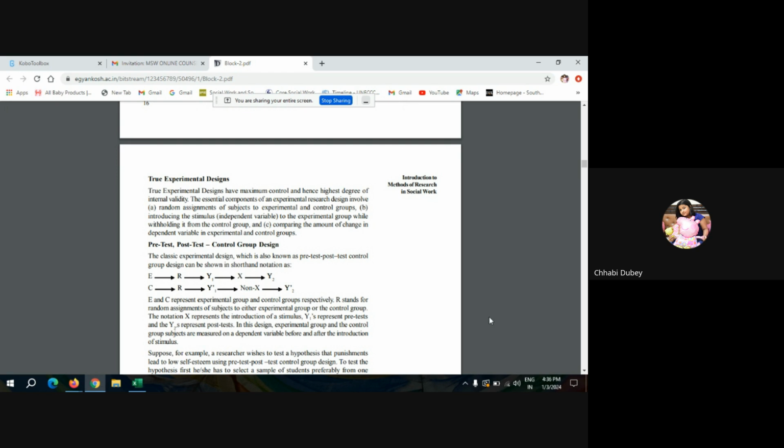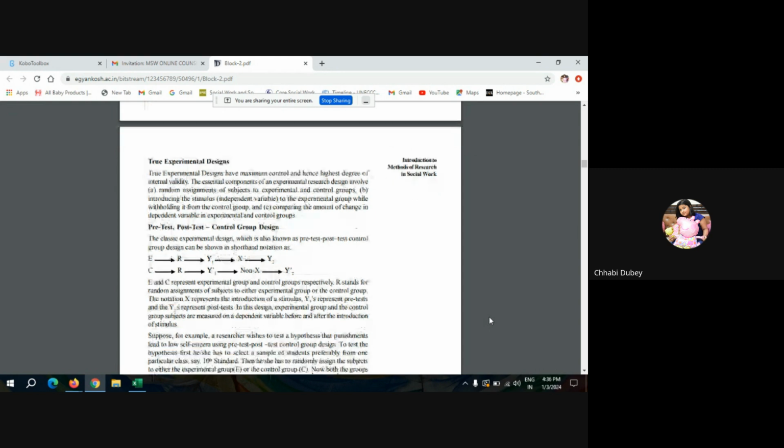After the pre-test phase comes the introduction of the stimulus. So the experimental group gets the stimulus, while C, the control group, does not get the stimulus. And Y2 stands for the post-test, so whatever data we have for the post-test is represented by Y2. In this design, the experimental group and the control group subjects are measured on a dependent variable before, and then again after the introduction of the stimulus. So this is how this design is done.